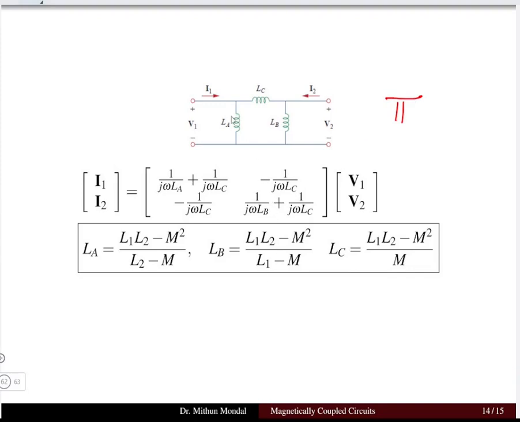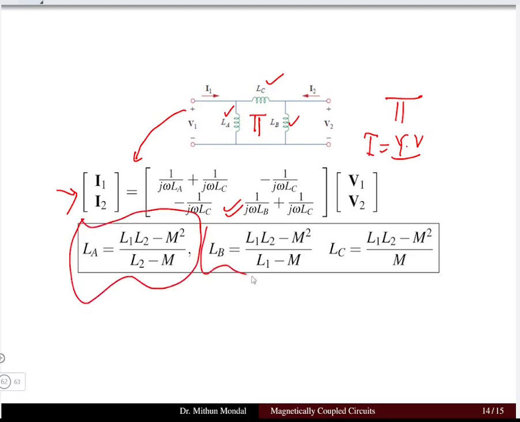In the pi circuit, we have the circuit in the form of a pi, where LA, LB and LC can be determined from the current equation. From this circuit, we can write the equation of the current equal to admittance into voltage, and this admittance matrix we can compare with the previous admittance matrix that we got for the coupled circuit to determine the values of LA, LB and LC. So we can get the values of LA, LB and LC, and we can create a pi circuit where there is no mutual coupling, and we can analyze that circuit in a much better way.